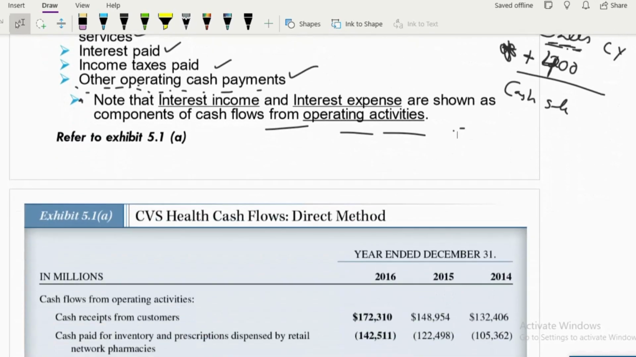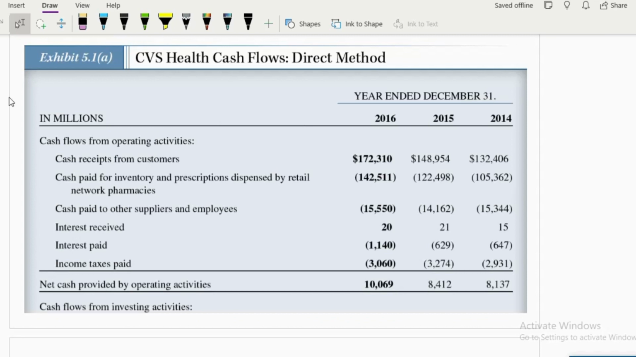So moving on towards the picture, this is CVS Health cash flow by the direct method, and you can see how we calculated the cash flow from operating activities. They are presenting it for 3 consecutive years. Firstly, the cash receipts from the customers, then the cash paid for the inventory and prescriptions dispensed by the retail network pharmacies. So all these are their payments.